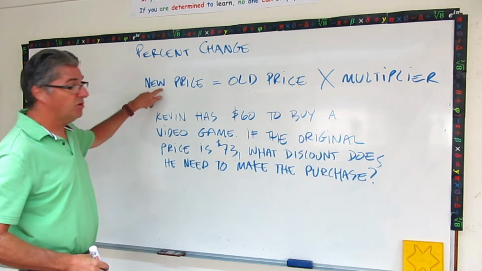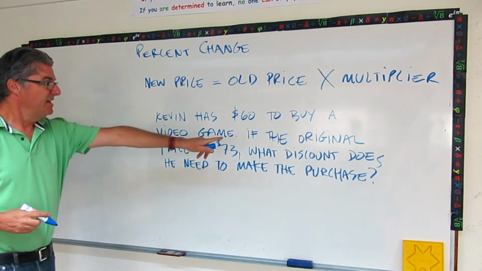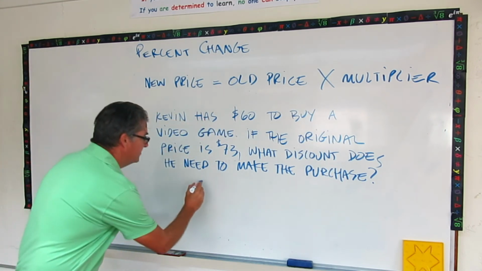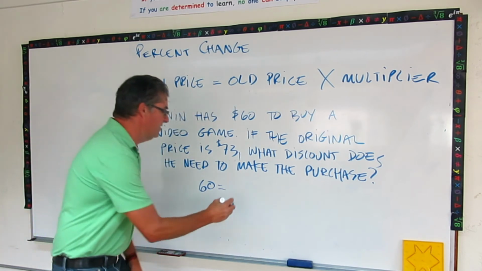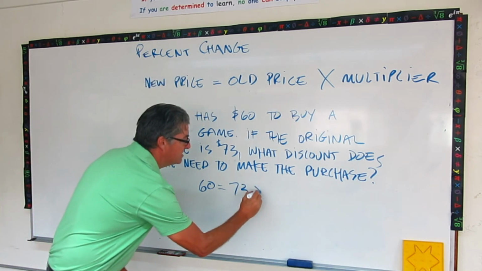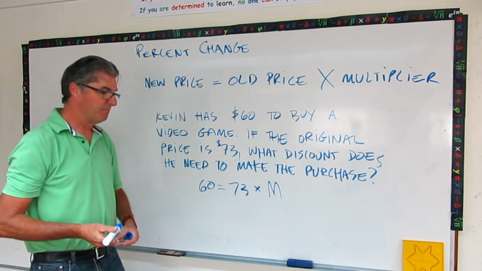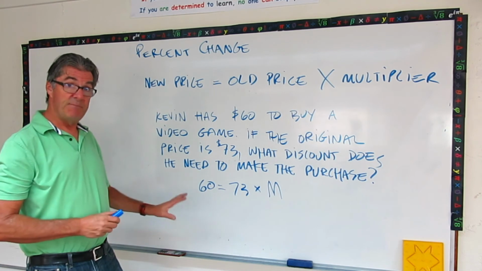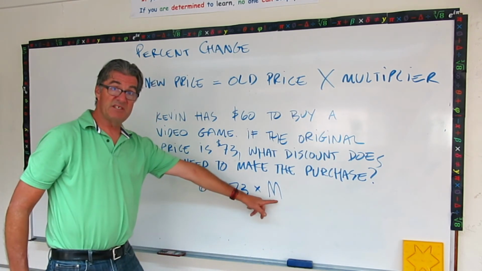So let's use this equation and set it up. The new price he needs is that $60. So 60 dollars is going to equal the old price, which is 73, times the multiplier. I'll just call that M in this case. Now we need to figure out what the multiplier is. Very simple equation. We've got two numbers and a variable. We just need to isolate the variable.